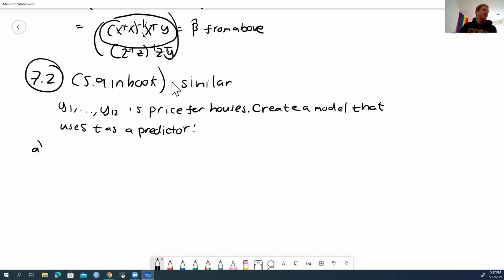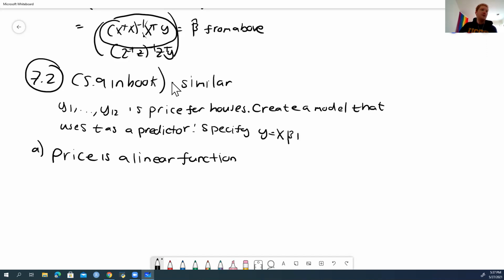So, for example, if they said price is a linear function, and then they want you to specify y is equal to x beta plus epsilon, and they want you to describe, like, give x and then beta. For example, price is a linear function of time. So to be clear here, t is going from 1 to 12.